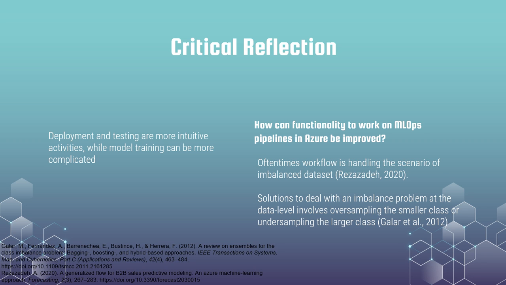I think the author Galar and colleagues showed that combining random undersampling techniques with ensemble models stands out among other data level solutions. Solutions to deal with an imbalanced problem at the data level involve oversampling the smaller class or undersampling the larger class. So in the future, I hope to explore this idea by incorporating undersampling techniques into the existing models in the workflow.